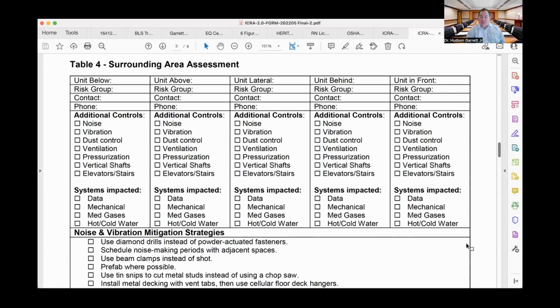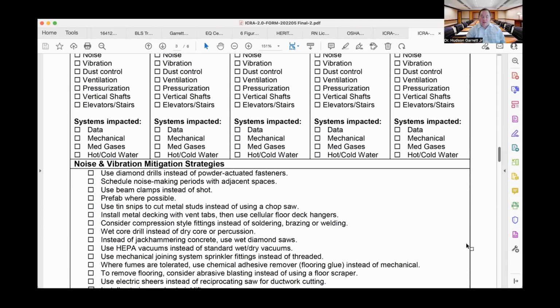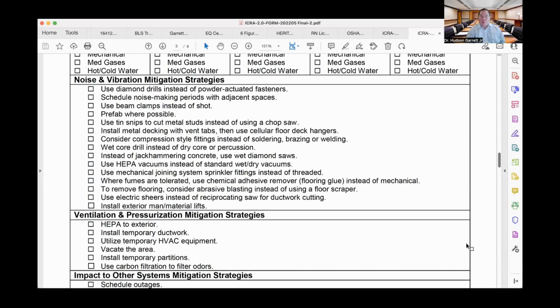When you look at your systems impacted, this is going to tell us who else needs to be involved. What can we do to mitigate that risk? From a noise and vibration standpoint, you'll see that they have over 10 different mitigation strategies directly listed here. What I love about this is that you don't have to remember them. They're already there on the form. And so you can sit down with the contractor and say, which of these is going to be the most effective? What can we deploy? How many of these can we deploy? That will allow us an opportunity to cut down on any of that impact.